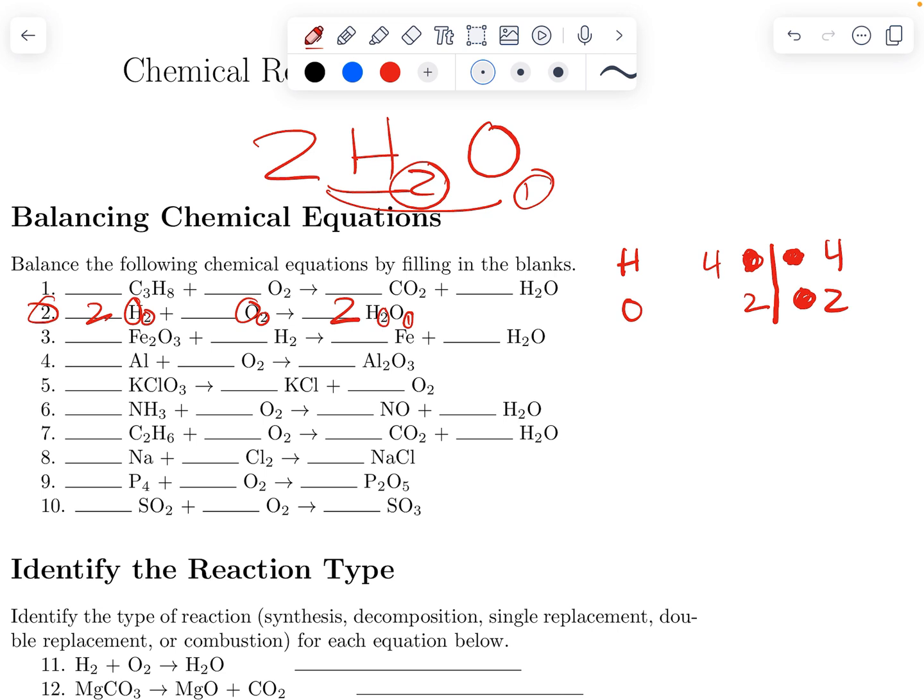Now, when there's nothing written, you don't really have to write anything. It's assumed that it's 1. You can write 1 if it makes you feel better, but it's not necessary. Now let's do a little bit harder one.